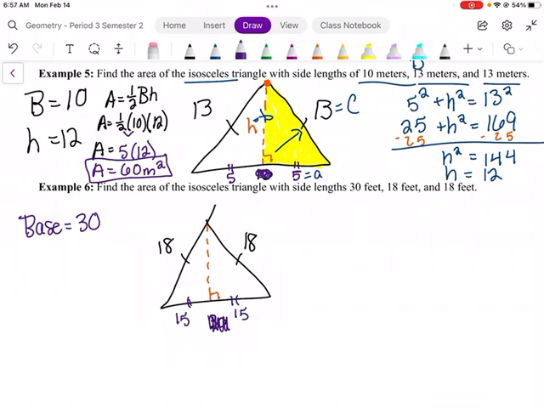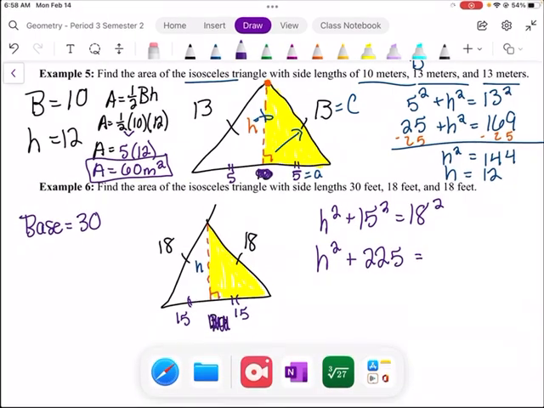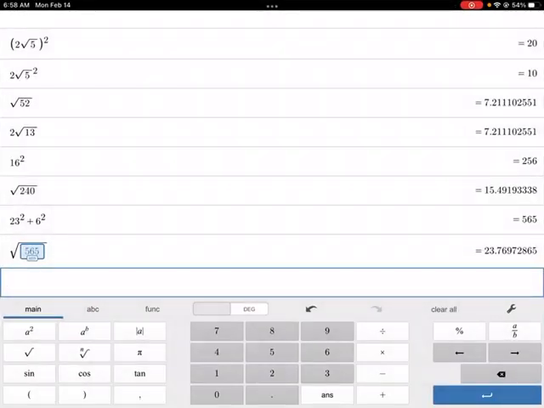Now we can use that information to find the height of our triangle. So we're looking at just one of the right triangles. You could use the left one or the right one. You'll still end up with the same answer. And plugging it into Pythagorean Theorem, we would have h squared plus 15 squared equals 18 squared. 15 squared is 225. 18 squared, let's see, just double check my math here, 324.